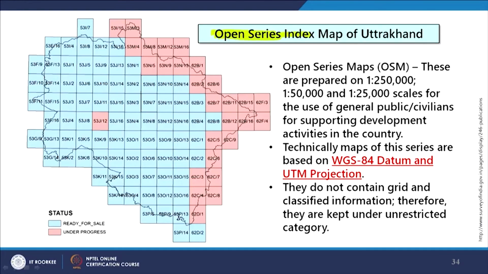So, what we have now is this open series index, this is the index map of Uttarakhand, of open series topographic maps, and they are using as datum the World Geodetic Spheroid 84. And this same spheroid is also used by default by our navigation systems like GPS or IRNSS or Baidu or Galileo or GLONASS. So, it is conformal, or it matches with those standards.